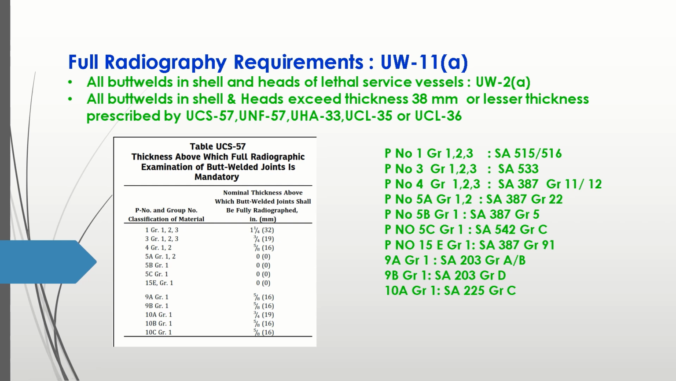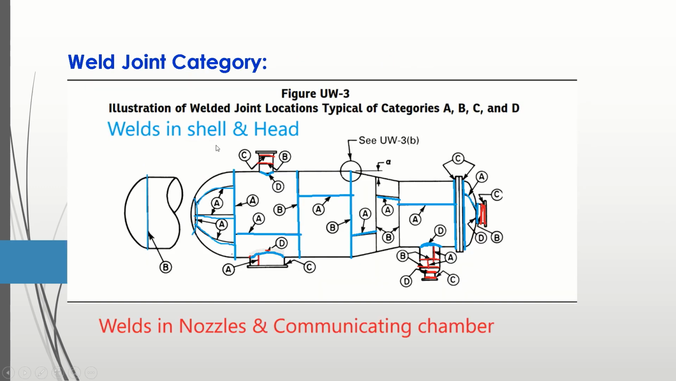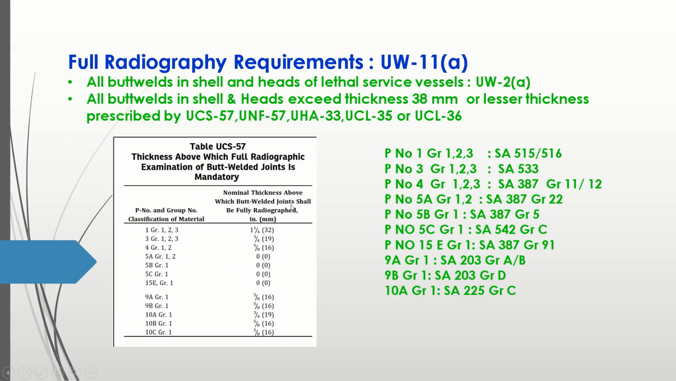All the butt welds in shell and heads in lethal service require full radiography. So shell and heads means only the welds marked in blue require full radiography as a mandatory requirement as per UW 2. We'll talk about the nozzles in the coming slide. Then all butt welds in shells and heads which exceed 38 mm or lesser thickness prescribed by UCS 57, UNF 57, UHA 33, UCL 35 or UCL 36.